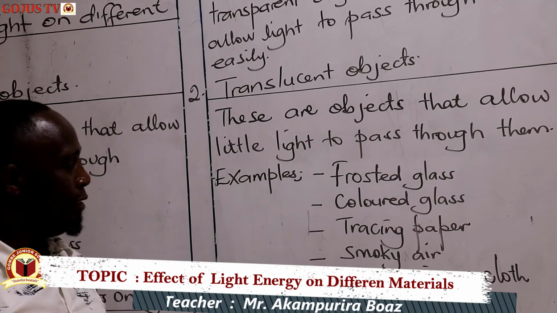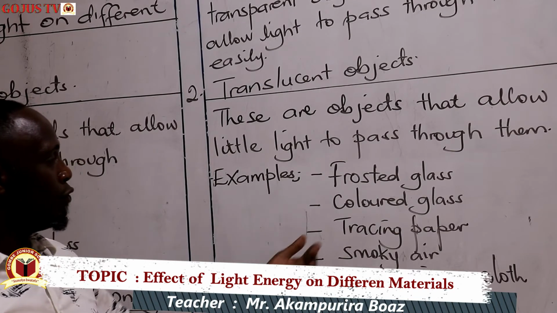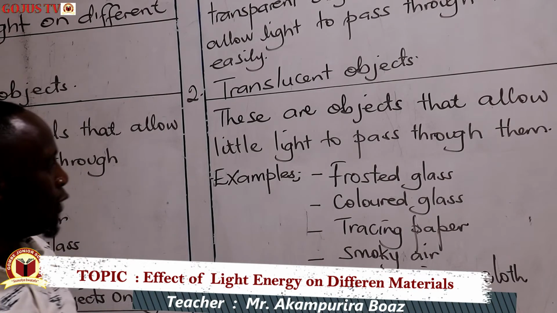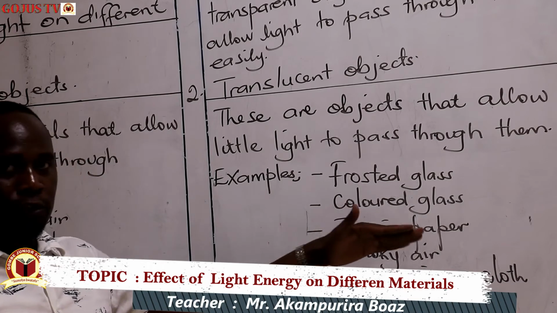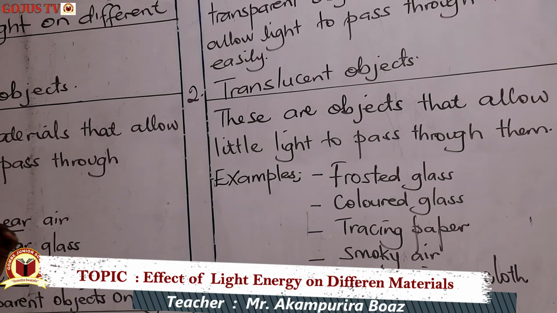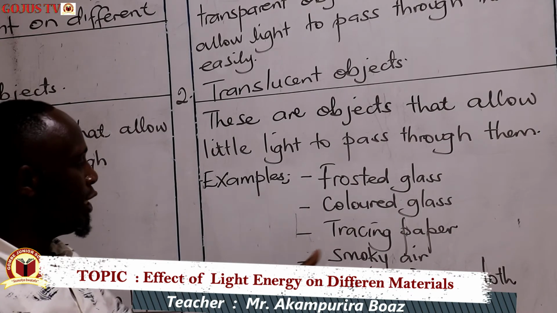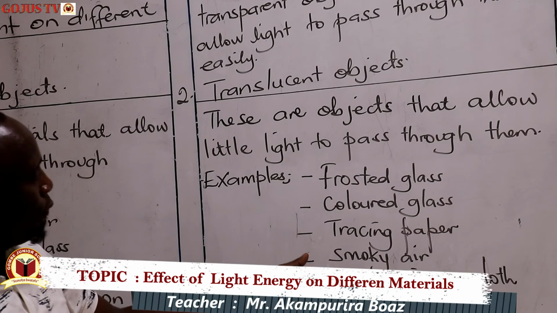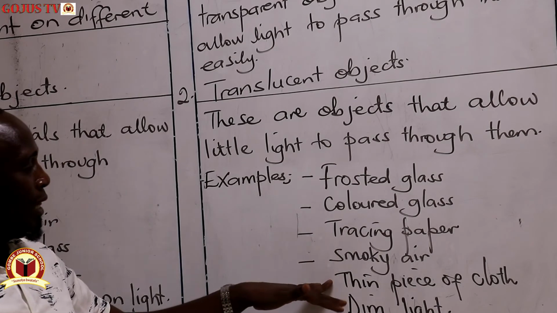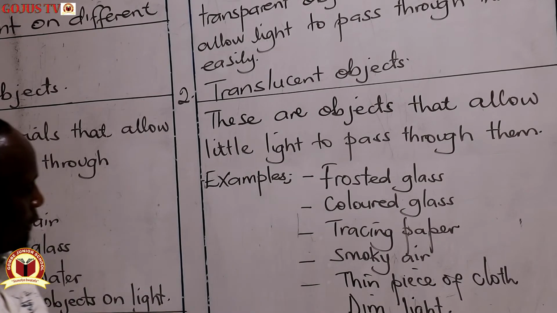Then we have the colored glasses. These ones are very common, even in our homes, we have them. Then the tracing paper. There are those who are not good at drawing and are fond of tracing, so you can use a tracing paper and you draw a diagram. Then we have smoky air. If you remember, under transparent objects, I said clear air. This time I'm bringing smoky air. Smoky air is not clear. Therefore, it will diffuse or it will scatter light that is passing through it. Then we have a thin piece of cloth. Then dim light as well.